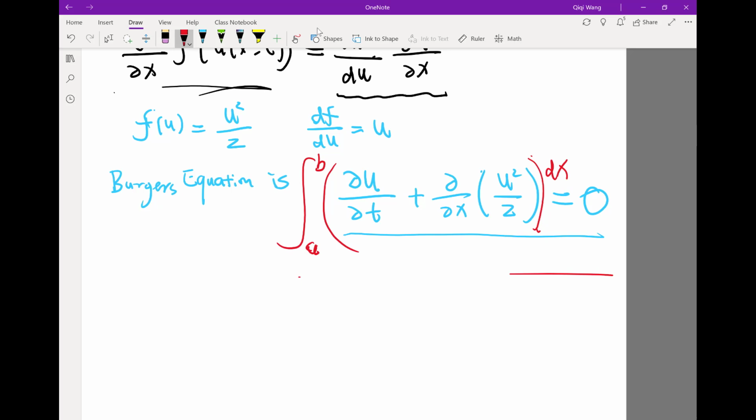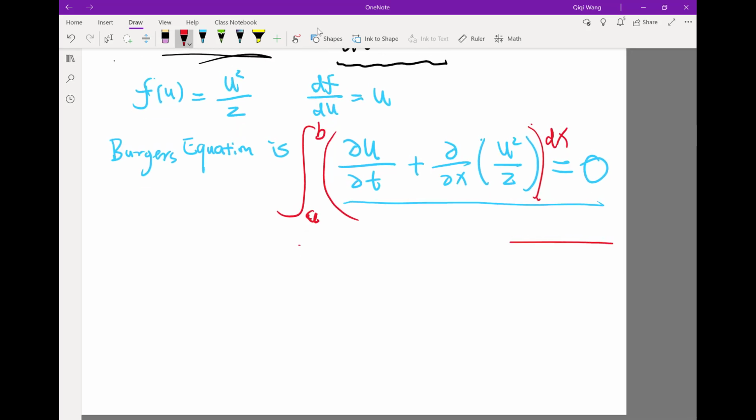But the other way is not necessarily true. Even if the integral form is satisfied, I may not have the differential equation satisfied, because this integral form, as you are going to see later on, actually does not require u to be differentiable with respect to either t or x. So let's look at why that is the case.